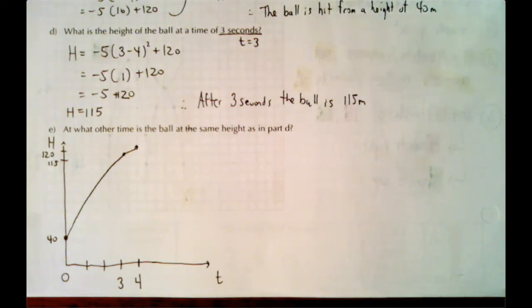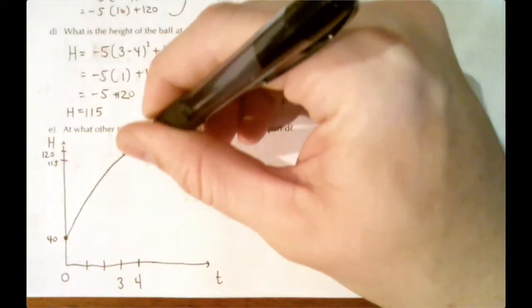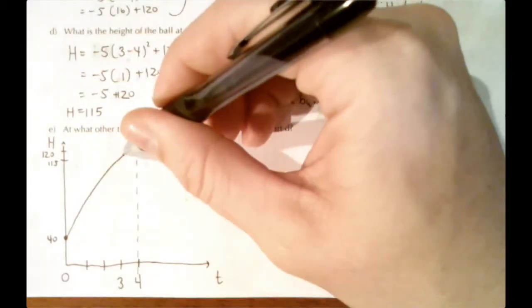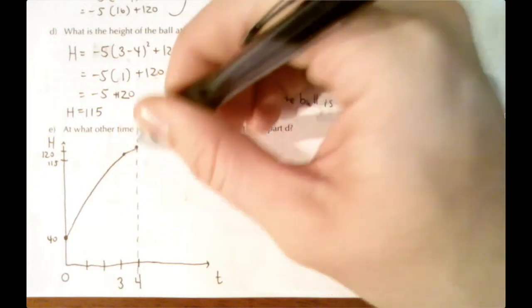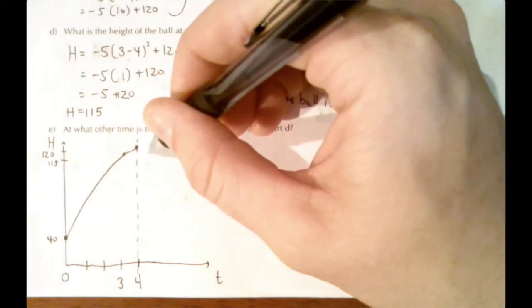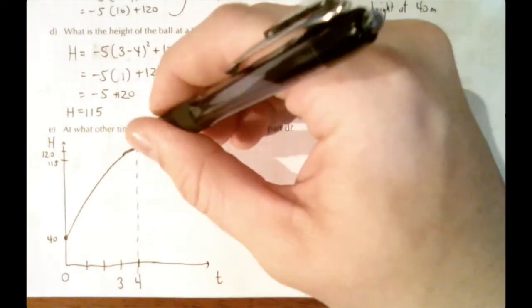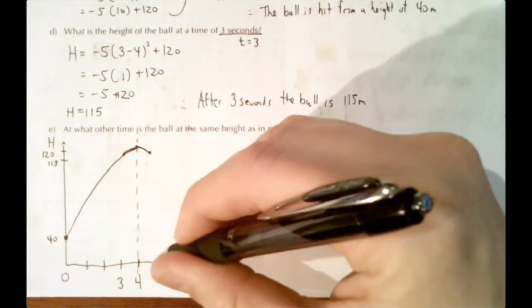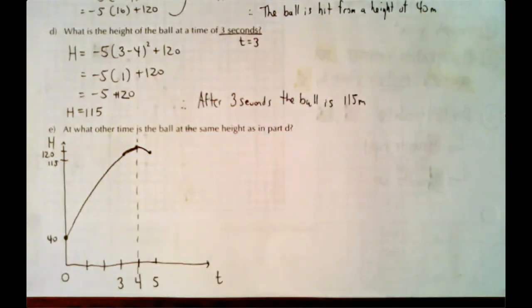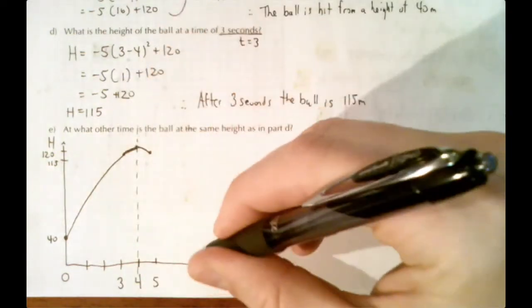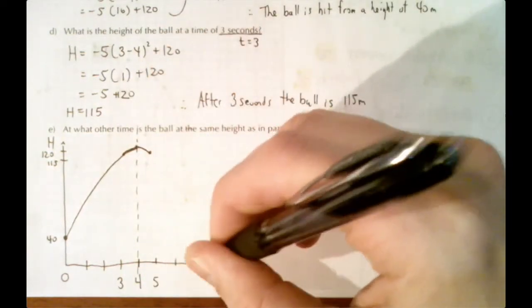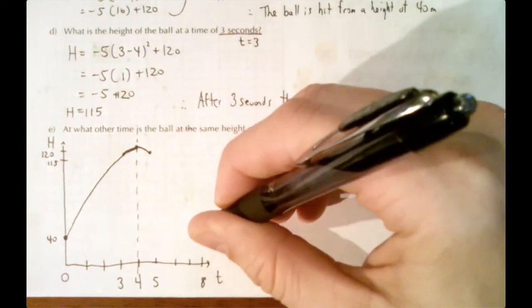If we're symmetrical around the vertex, then if 1 second before the vertex we were at 115, 1 second after we'll be back at 115 because of symmetry. So that would be 5 seconds. In fact, if it took us 4 seconds to go from 40 to the vertex, it would take us 4 more seconds to get back down to 40.